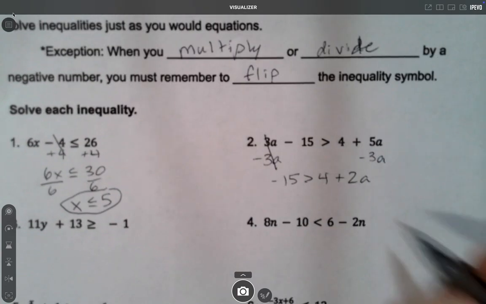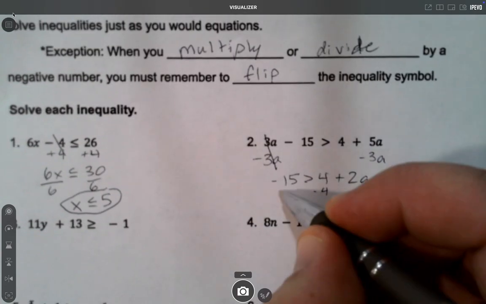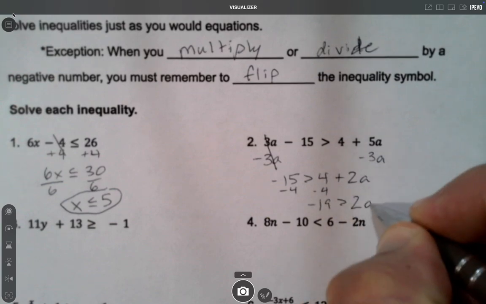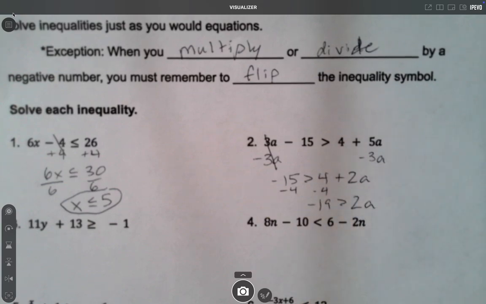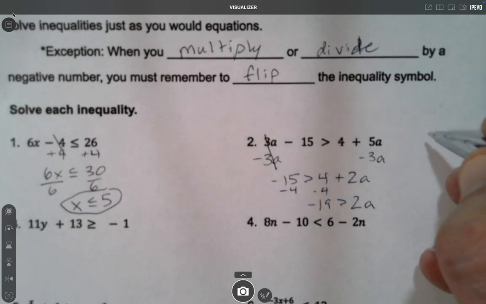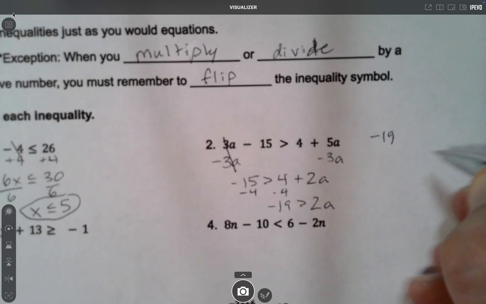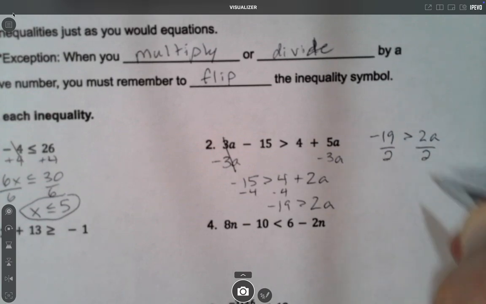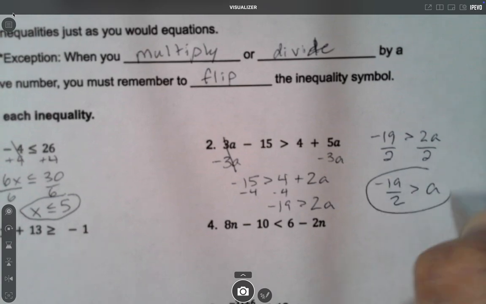Okay, so then I need to get rid of this 4, so I'll subtract 4 from both sides. Negative 19 is greater than 2a. And since I ran out of room, I'm going to move this up over here. So negative 19 is greater than 2a. So my last step, since I'm multiplying by 2, I divide both sides by 2. I get negative 19 over 2 is greater than a.